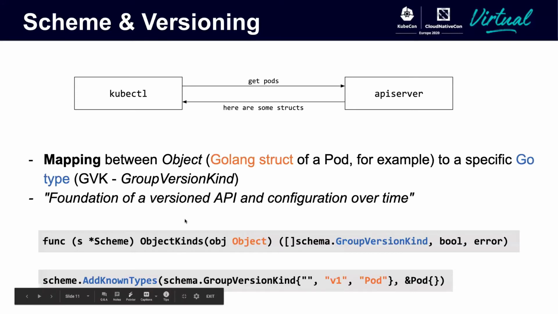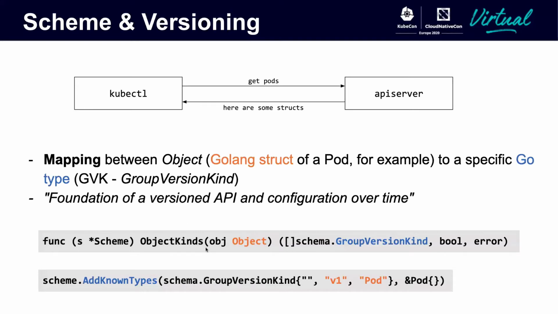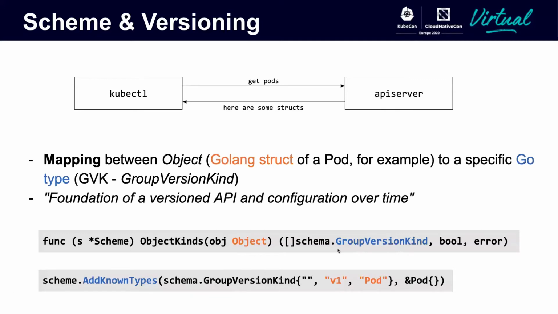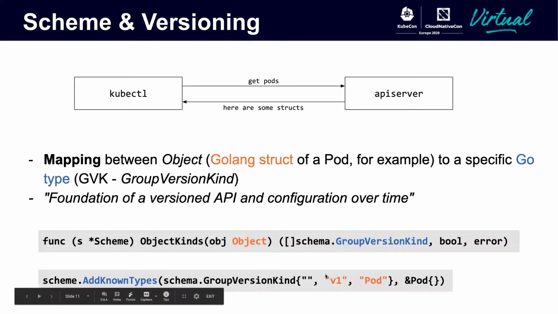Now, in order for it to do this, we need to tell the scheme what kind of Go types it knows. Basically, we have to tell it, okay, this is what a pod looks like with version v1. And as soon as we have registered that, we can pass it an object and it will return the group version kind if it knows about it. So it's really an elemental process which happens all the time, this kind of conversion.